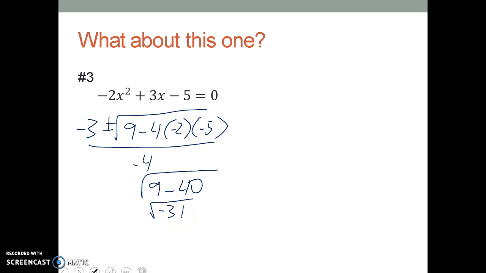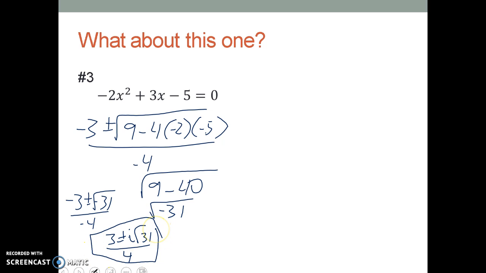And so my answer is going to be negative 3 plus or minus the square root of negative 31 over negative 4. And I could simplify that to something like this. 3 plus or minus i radical 31 over 4. And so these negatives would cancel each other out. These negatives here, the plus would become the negative, the negative would become the positive. But my answer would look something like this.